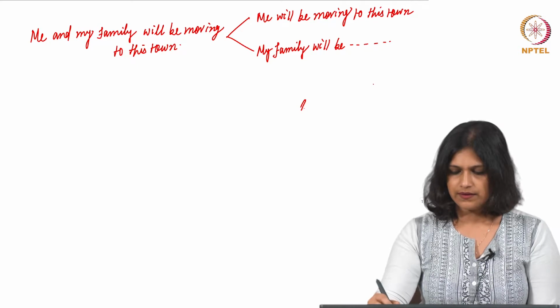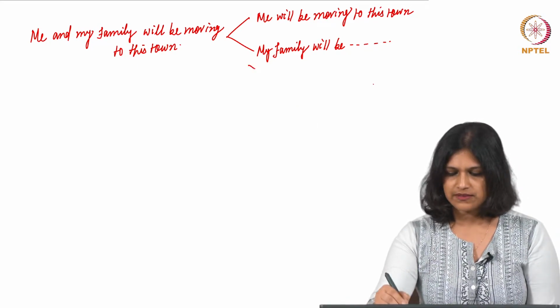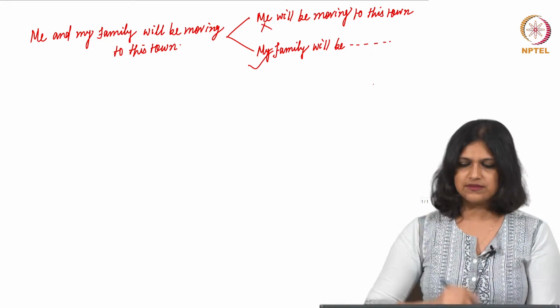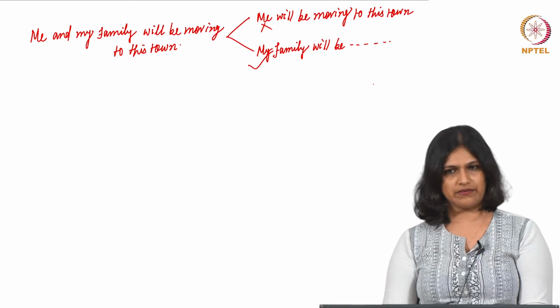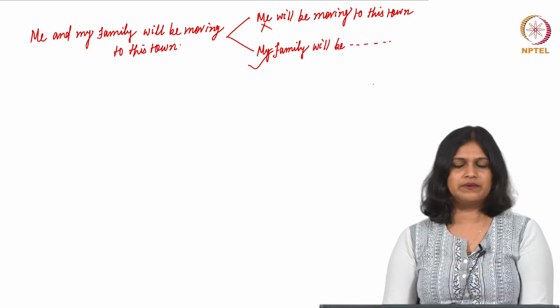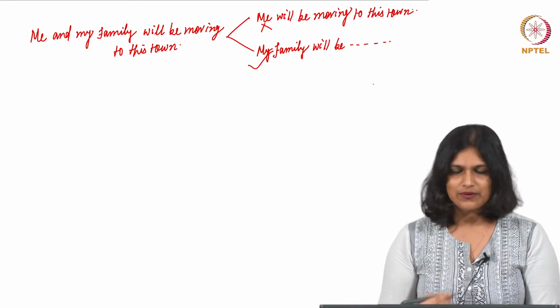Right? So, in this case, when you say my family will be moving to this town, the sentence seems to be correct, but when you say me will be moving to the town, the sentence does not seem to be correct. No native speaker of English is going to consider "me will be moving to the town" grammatically correct. So, then what is the problem here?